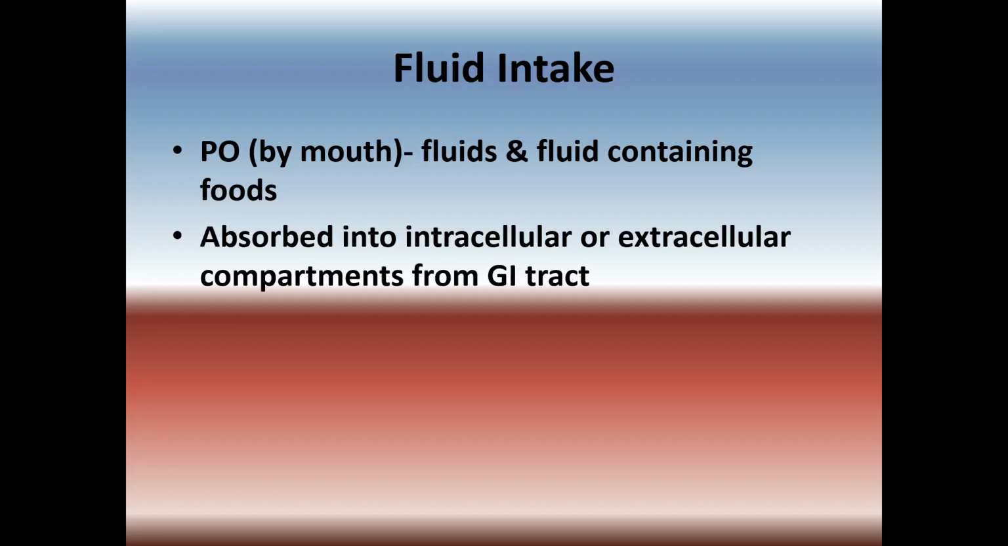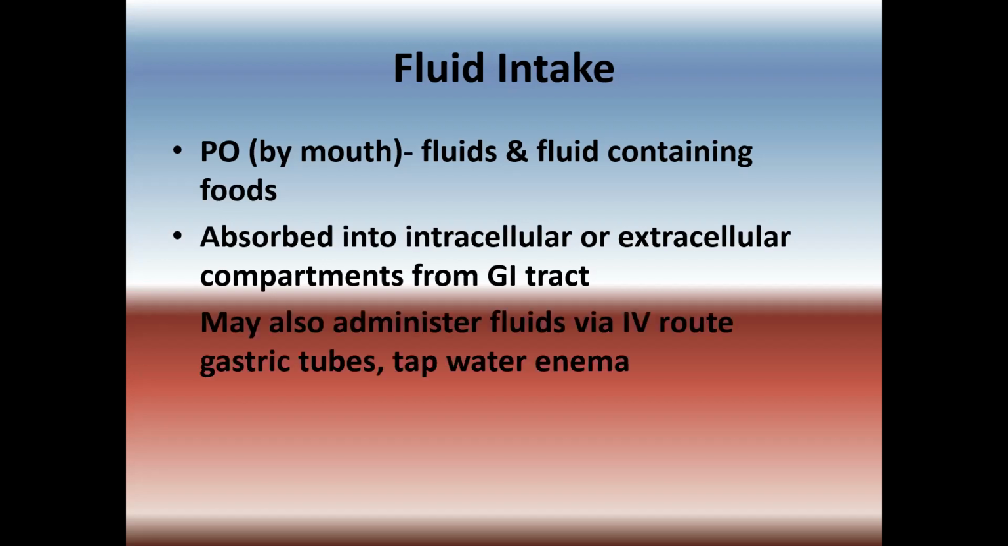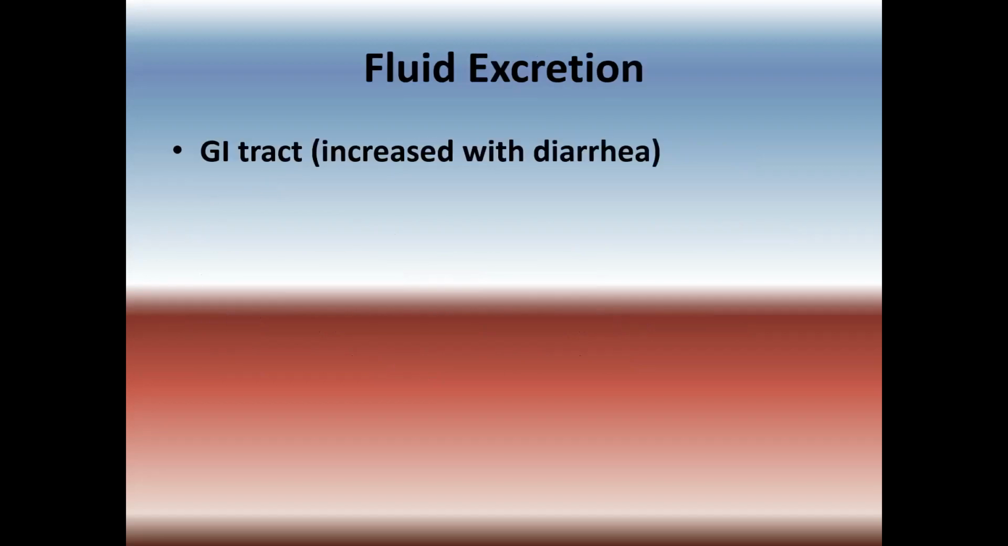Another way that we intake fluid is that it's absorbed into the intracellular and extracellular compartments from the GI tract. And it may also be administered via the IV route. So we can give them fluids via IV, we can give them fluids via gastric tubes, or we can give them tap water enemas.